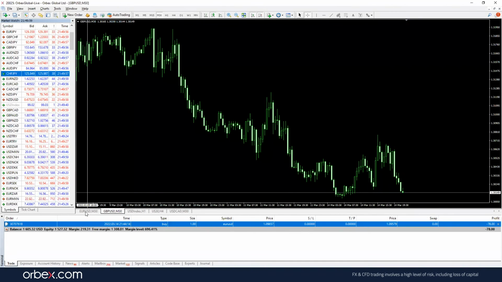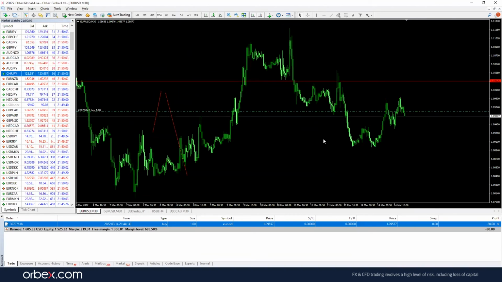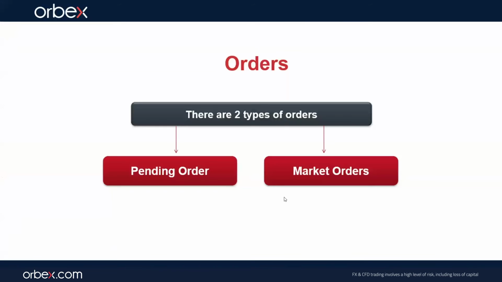And if we go onto the chart, I'll just move that along. Let's get rid of these lines so it's a little bit easier to see. So I'll just zoom in. So as you can see the line here, 1.09657 is where my trade opened. So that's a market order.